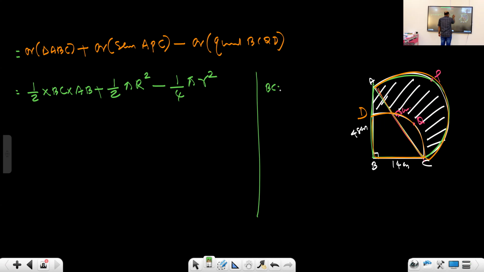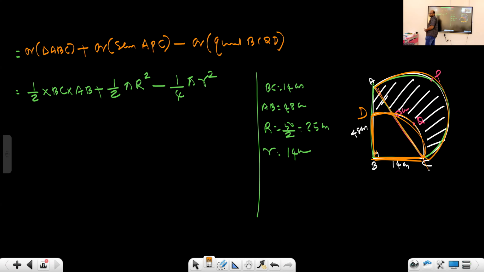BC 14 centimeter. AB 48 centimeter. And the biggest semicircle 50 by 2, 25 centimeter. Smaller semicircle directly radius only 14 centimeter. Don't get confused. This is a quadrant. The quadrant means it's a radius, and the other one is diameter. That's the thing. Substitute. No need to wait. Just carry on. One similar question is there in the worksheet edition we did in the class. If you check, you can see that.